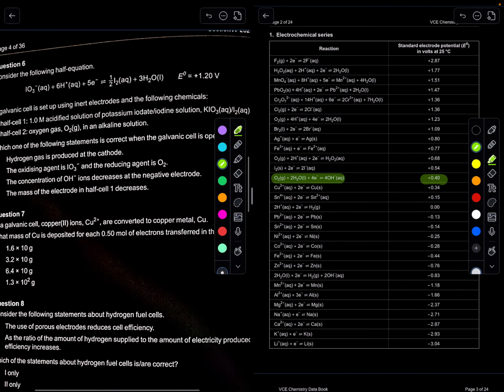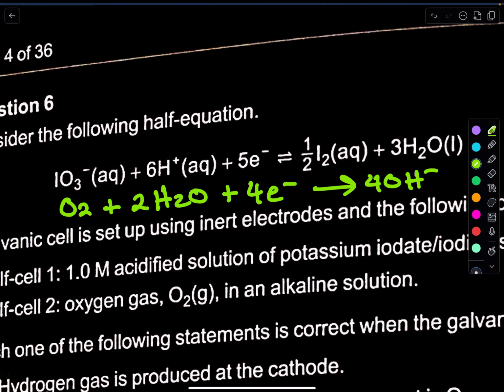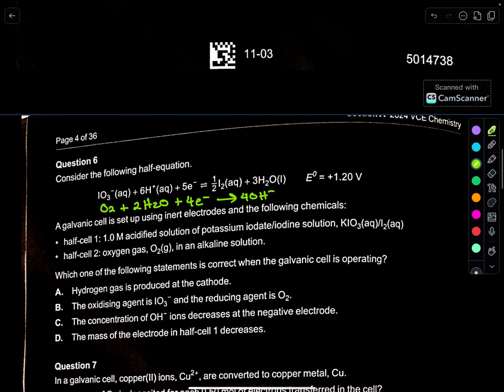So it means, okay, well, we know already some stuff. What it is, it's oxygen. Let me write it down. It's oxygen gas, plus 2 waters, plus 4 electrons becomes 4 OH ions. Done. And yep, it has 0.4. Okay, so put that here. So it has a positive 0.4 volts.